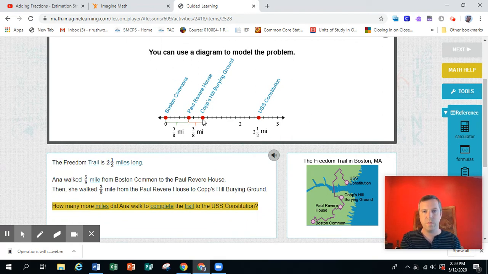So the question is, how far is it from here to here? Well, how far from mile 1 to mile 2? Well, that's 1 mile, right? 8/8. So if she walks 1 mile, she stops here. And then from here to the USS Constitution, how far does she have to travel? 1, 2, 3, 4/8. 1 4/8 of a mile.